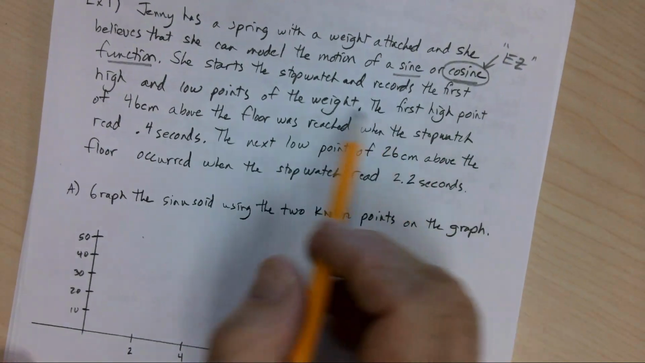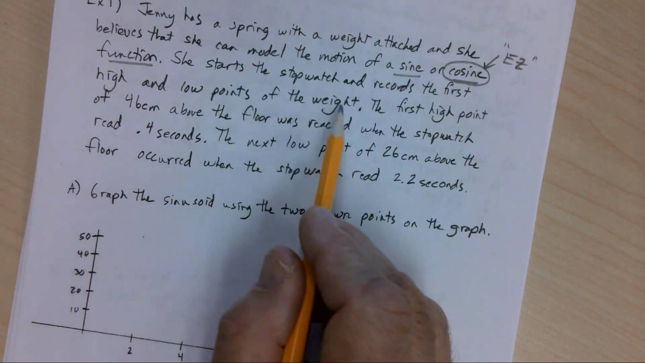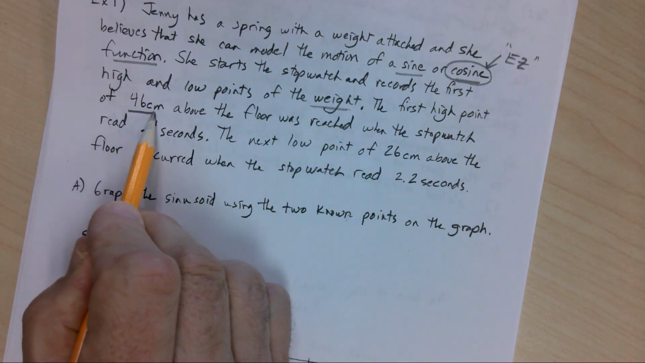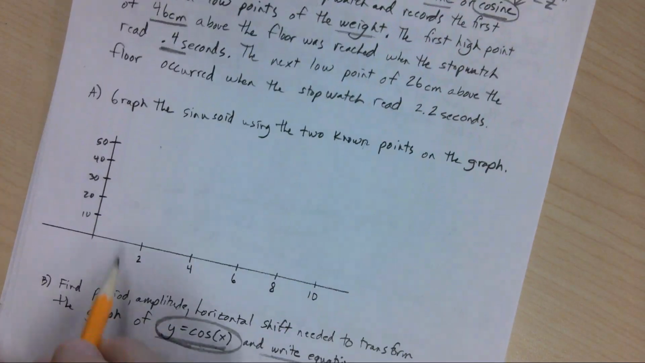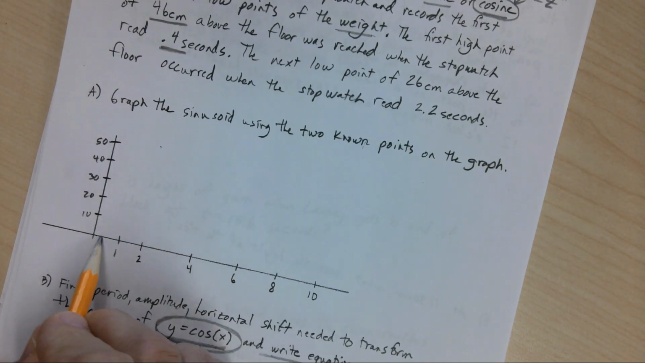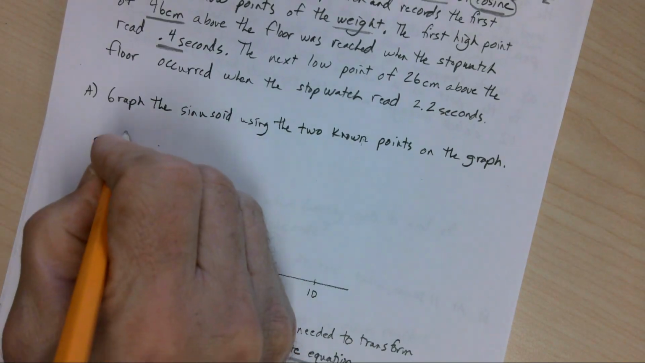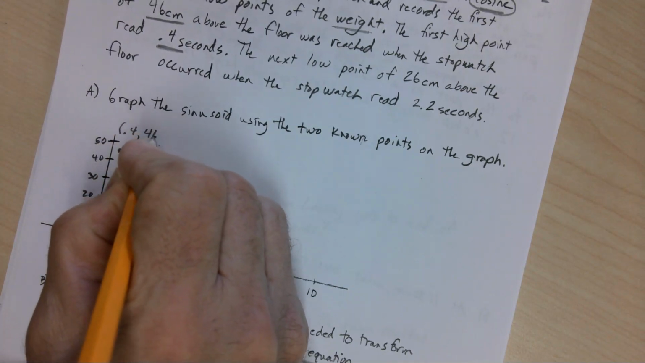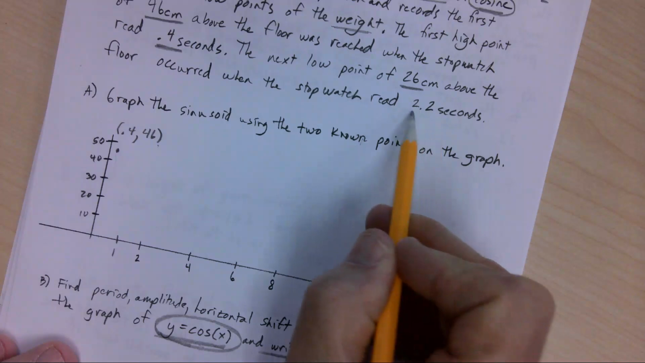It says she starts the stopwatch and records the first high and low points of the weight. The first high point is 46 centimeters above the floor when the stopwatch was at 0.4 seconds. So this is 1 second, 0.4 would be right about there, and the height would be 46. I'm going to put it right there and list that as a point: 0.4 seconds, 46 centimeters.